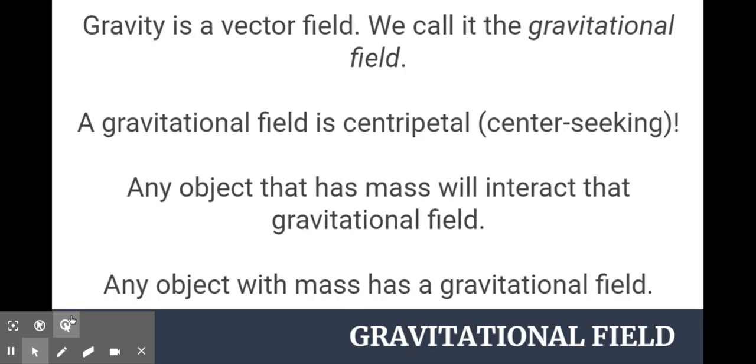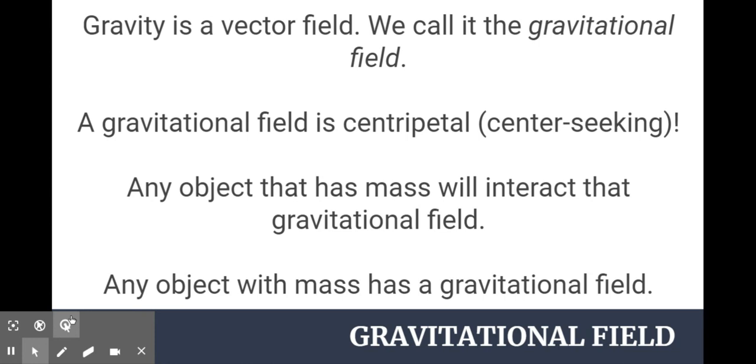So gravity is a vector field. We call it the gravitational field. Now, the gravitational field, if you remember, I used the word attractive. Let's use a better word. It's centripetal. Okay. This shouldn't be the first time you've seen that word. We talked about it when I went over my uniform circular motion slides. Okay, gravitational field is centripetal.